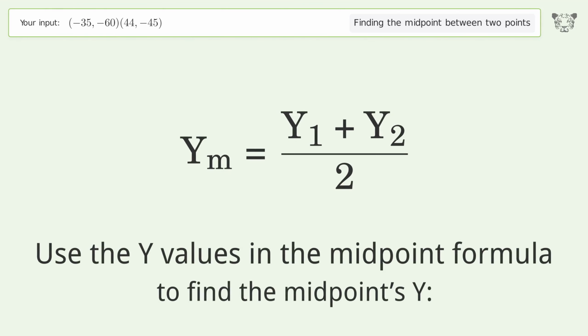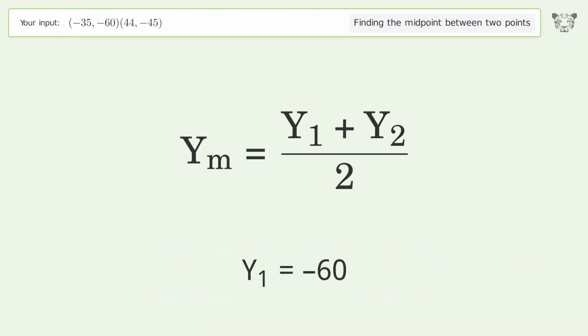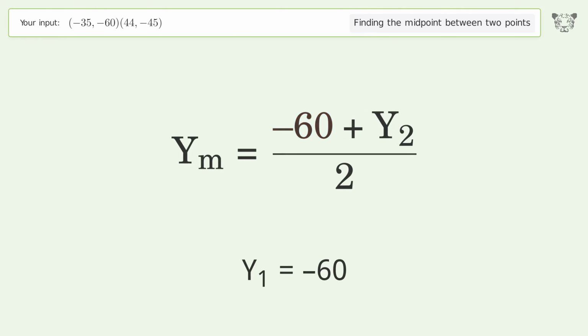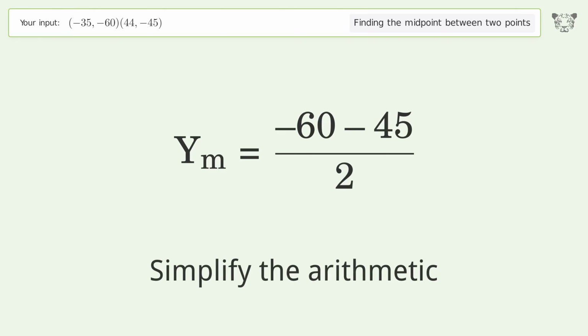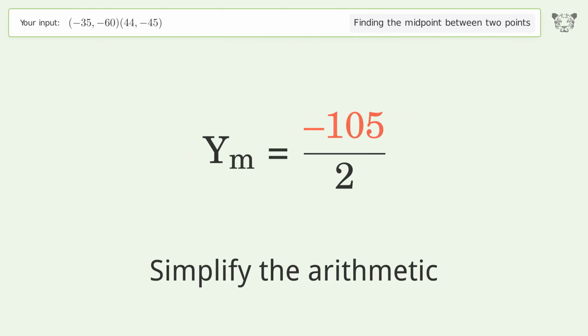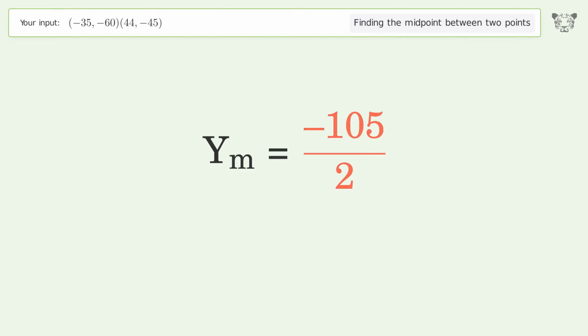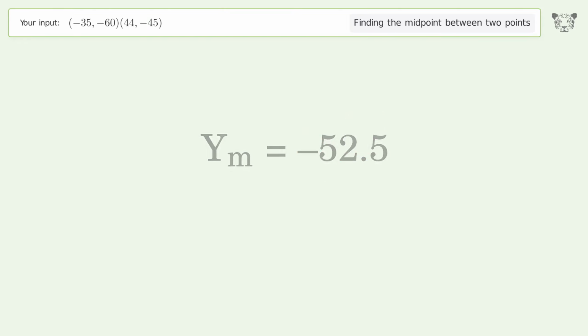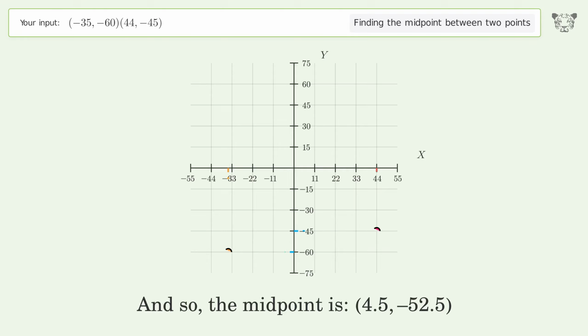Use the y values in the midpoint formula to find the midpoint's y. y1 equals negative 60. y2 equals negative 45. Simplify the arithmetic. And so, the midpoint is 4.5, negative 52.5.